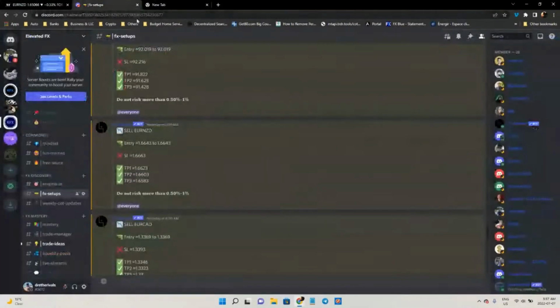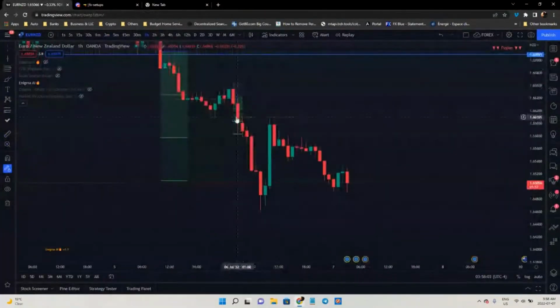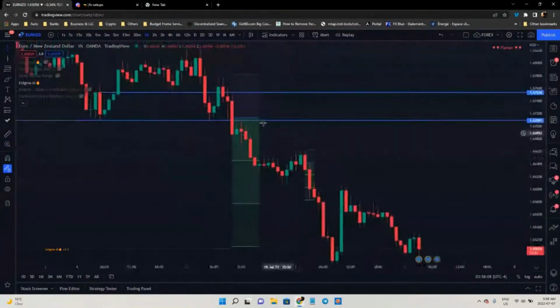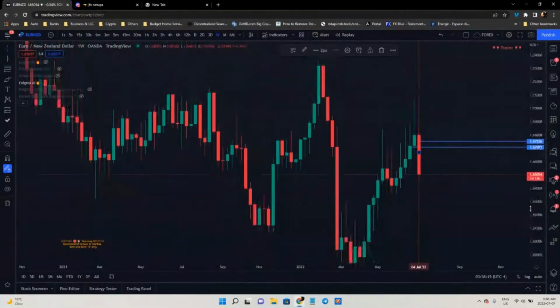We had it yesterday, so that was on the 6th. As you can see, Euro NZD smashed TP3. Same process. All right. Look at the weekly. Look at where we're at.